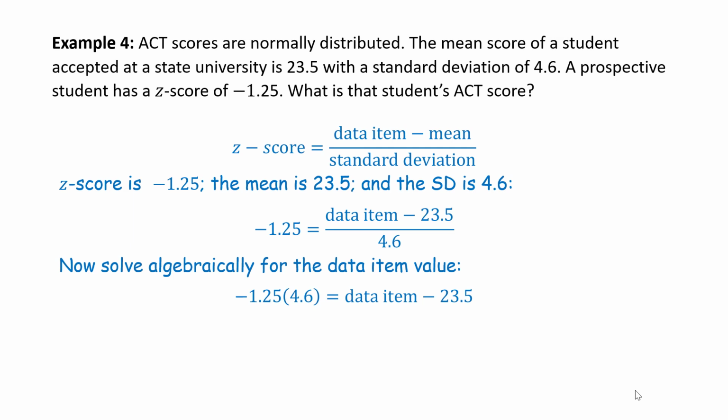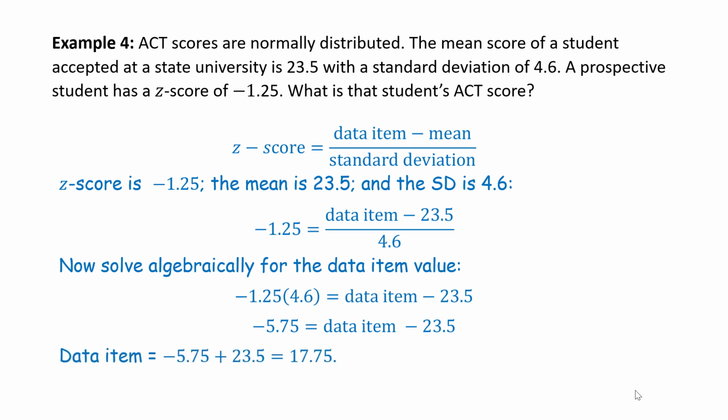Have your calculator out if that'll help. Multiply the negative 1.25 with the 4.6. The product is negative 5.75, and that is equal to the data item minus 23.5. Now just add 23.5 to both sides of the equation and you can solve for the data item. That is, the data item is equal to negative 5.75 plus 23.5, and that sum is 17.75. The student's ACT score is 17.75.